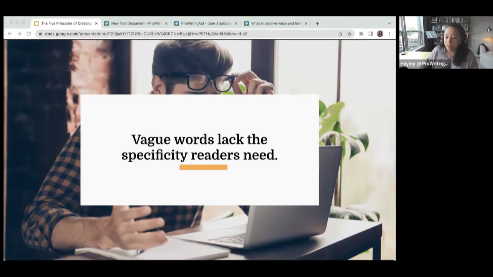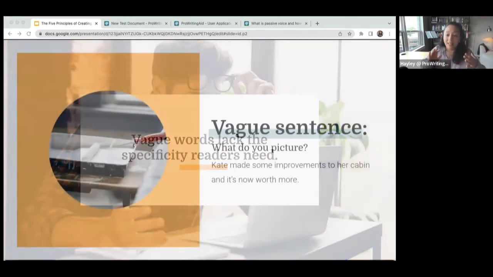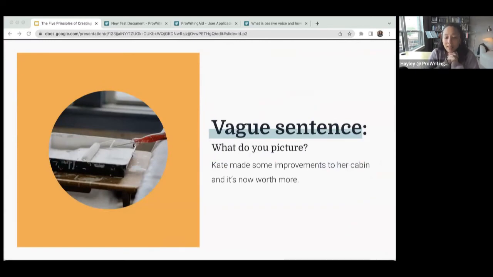Vague words are words that lack the specificity our readers need to understand to play that correct movie. So here is a very vague sentence. It's not an incorrect sentence, but it's a very vague sentence. Kate made some improvements to her cabin and it's now worth more. So tell me in the chat, what do you picture when you picture Kate making some improvements to her cabin? What does that mean to you?